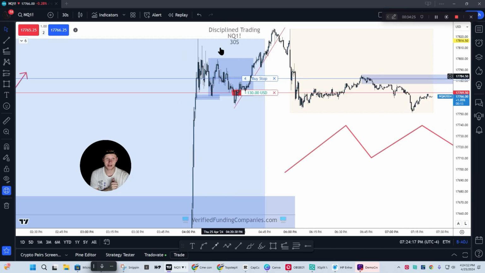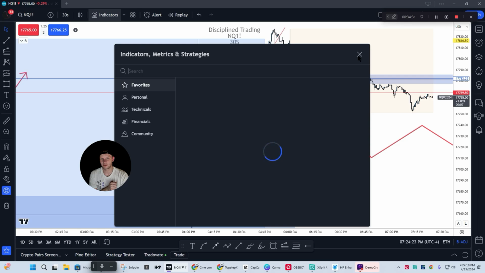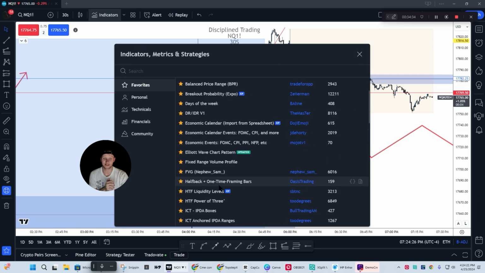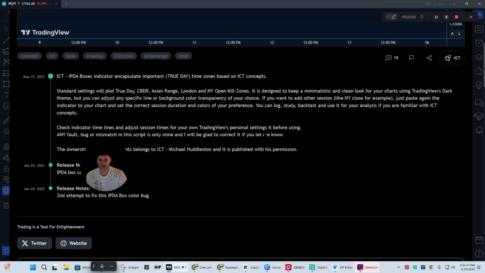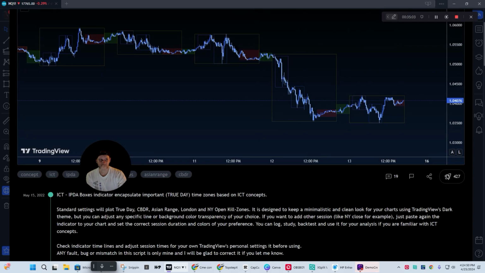So, I have my chart set up here with this indicator that splits it for me. If you go to this indicator, I suggest you download it. It's my favorite indicator, just because I like to see the separation of the sessions. So if we go to ICT, IPDA boxes, and you can use any box, any indicator that allows you to split up into different times. So all this does is just allow me to split it up. And I put my own times in there.